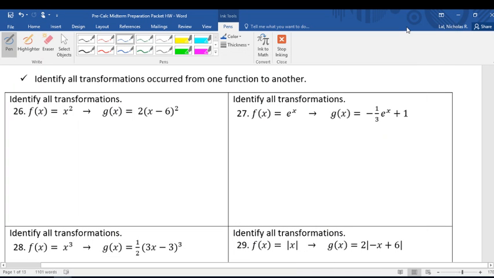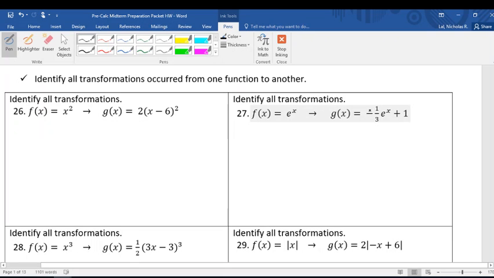Hello, pre-calculus students. We are now going over problem 27 in our midterm review packet. For problem 27, we are transforming e to the x into negative 1/3 e to the x plus 1. What we need to do is look at our functions and see how those transformations will take place.